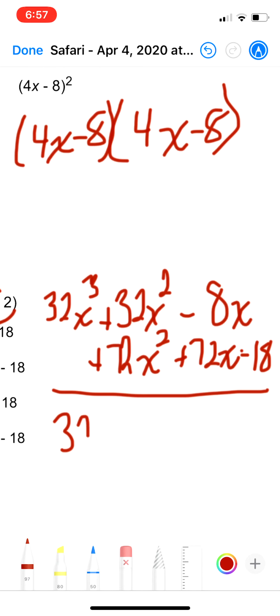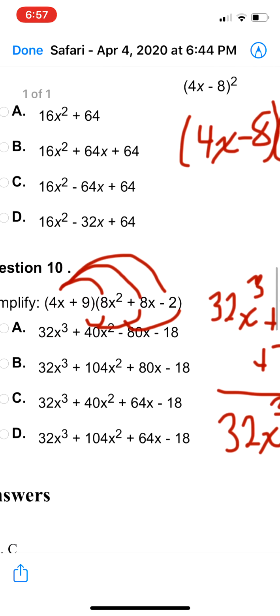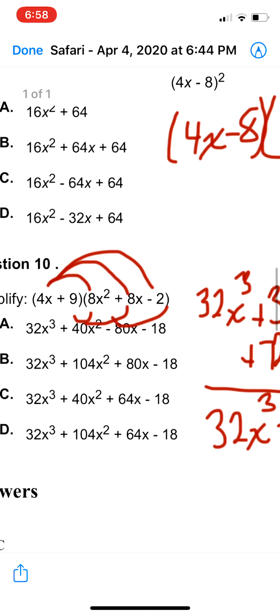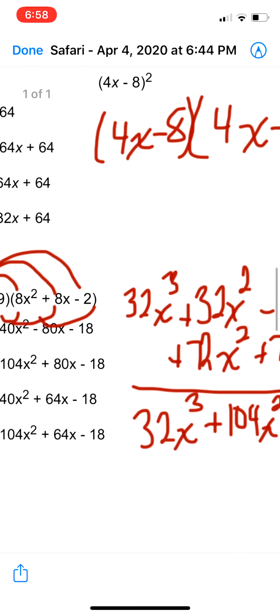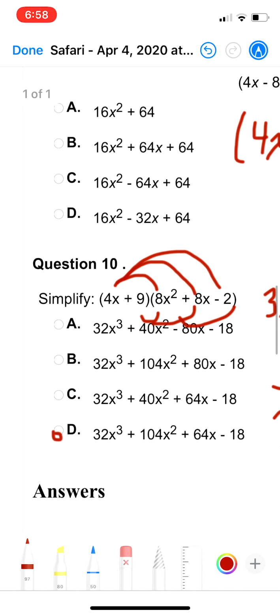So you have 32x squared, or x to the third, I'm sorry. 32 plus 72 is 104x squared. Negative 8 plus 72 is 64. Sorry. And then this negative 18 will come down here. So that's 32x to the third plus 104x to the second plus 64x minus 18, which matches up with D.